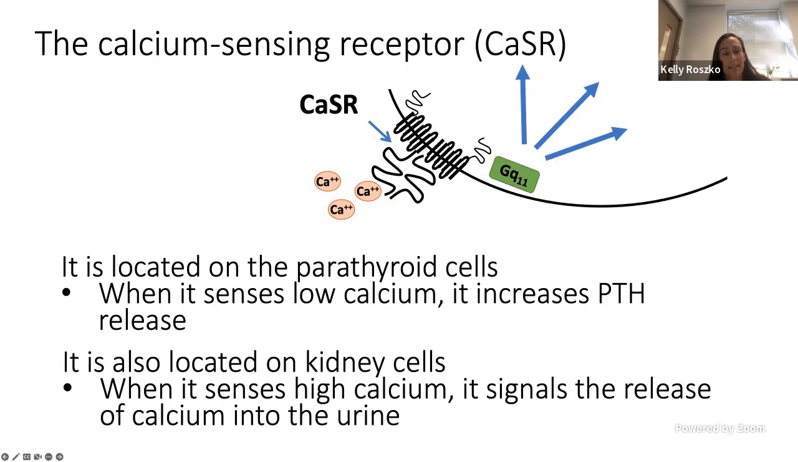So the calcium sensing receptor is located on many cells throughout the body, but we are going to focus on the parathyroid and kidney cells, where it is located in much higher numbers. On the parathyroid cells, it senses that low calcium and in response increases PTH release. We're going to discuss the kidneys more later, but there it senses a high calcium in the blood and it signals the release of that calcium into the urine.